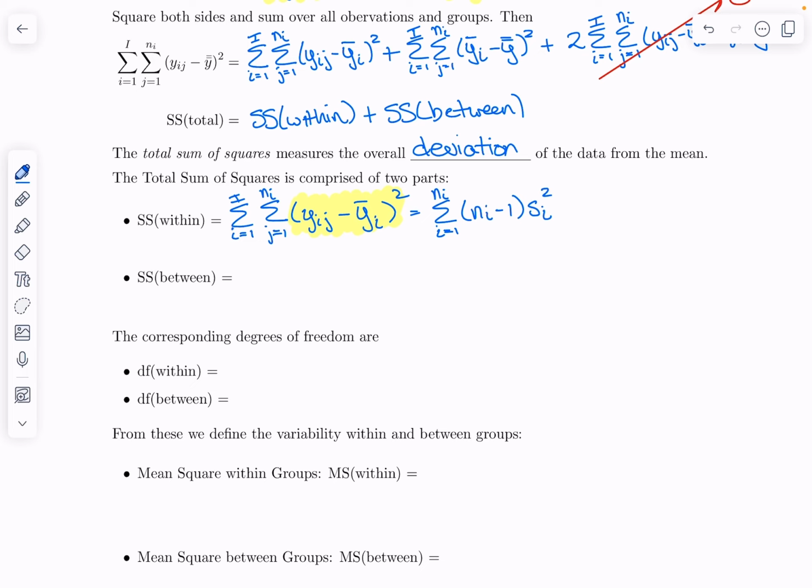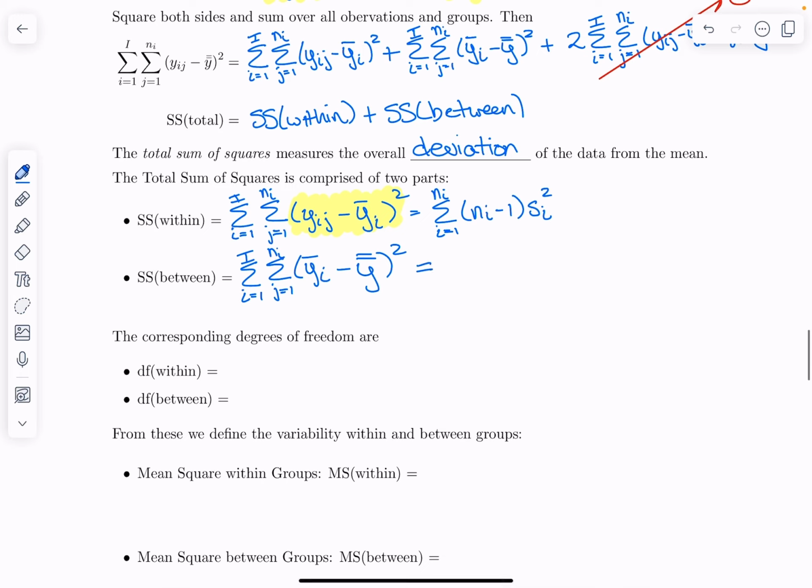Now I have the sum of squares between, so that's the sum from i equals 1 to capital I, summing over all the groups. And then I'm going to sum from j equals 1 to n sub i, each group mean minus the overall mean. So I'm measuring between the groups, the difference between that group mean and the overall mean, and I'm squaring it. So that's why it's the sum of squares between.